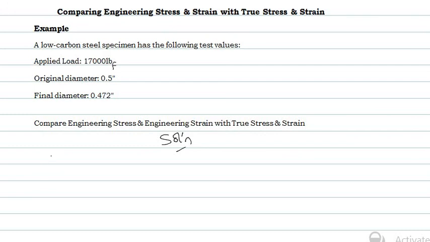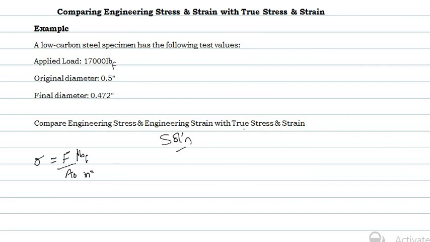So we're going to first calculate the value of engineering stress, which is represented by this symbol sigma, and its value is F divided by original area. In this case, our F is the applied load, that's 17,000 pound force. Now if you look at the units of these values, we'll see that they are in imperial units, so our stress will be in pound force per inch square. This double quotation mark represents inch.